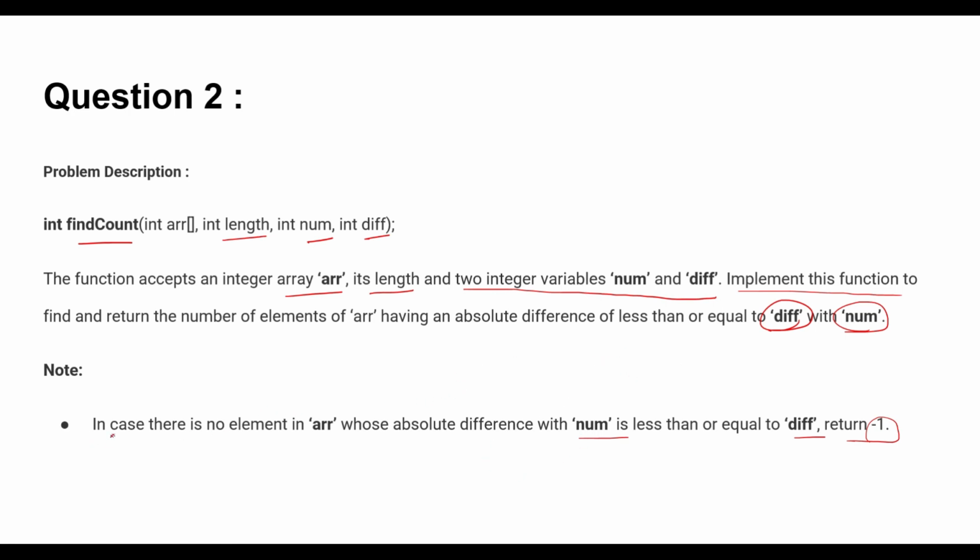And again they have suggested one condition. In case there are no elements in the array whose absolute difference with the number is less than or equal to difference, then return -1. What this means is, if count is exactly equal to 0, then we have to return -1.